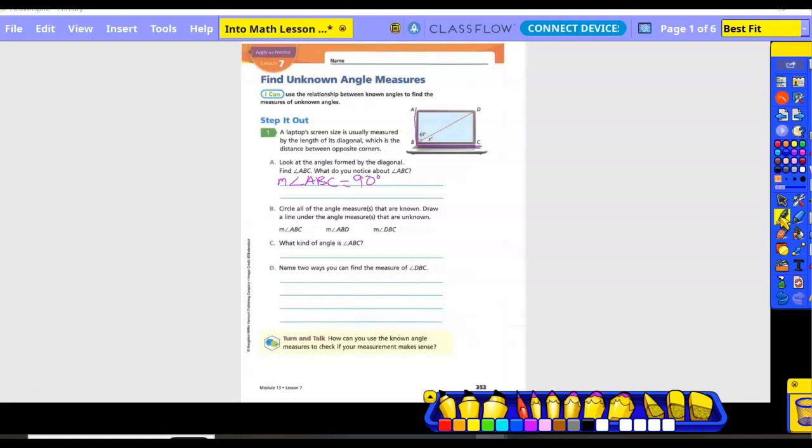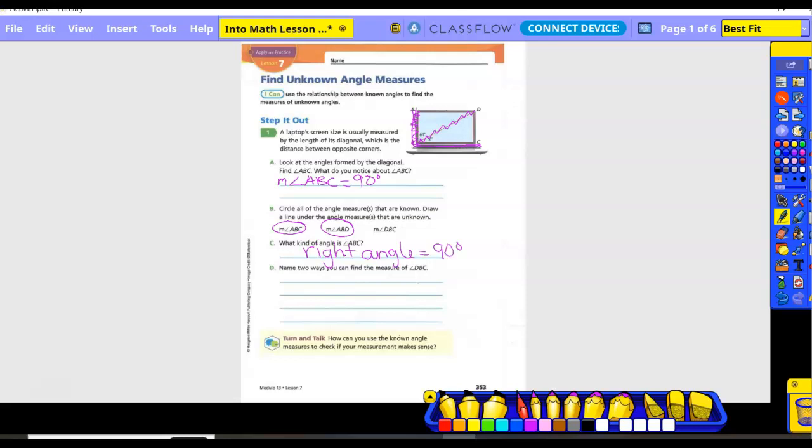Okay. Circle all the angle measures that are known. So which one do we know? What did I just tell you? 61 went with ABD. So this right here is the only one that we know. So ABD. Oh, and then did we also just figure out what ABC was? Yes, because it's denoted with the little box. Okay, so what kind of angle is ABC? So ABC, that first one we drew, it's a right angle, so that's how we knew it was what? We knew it was 90 degrees.